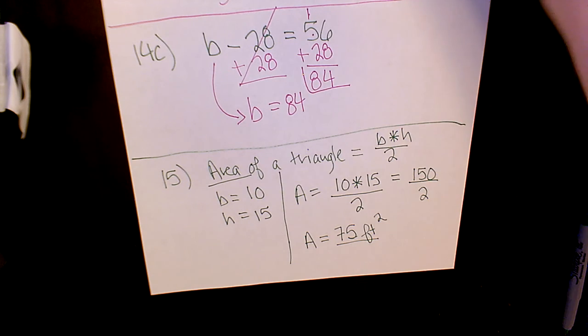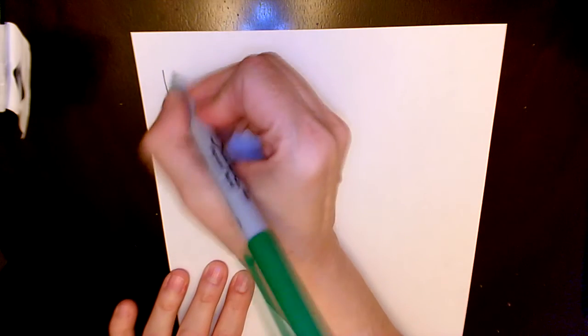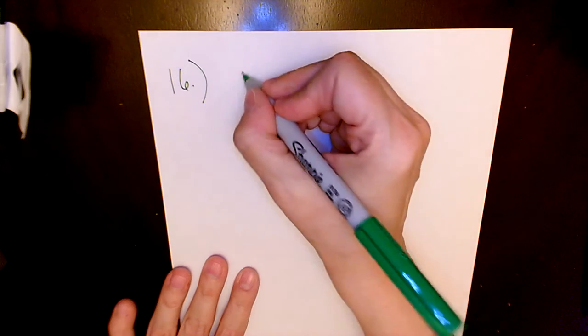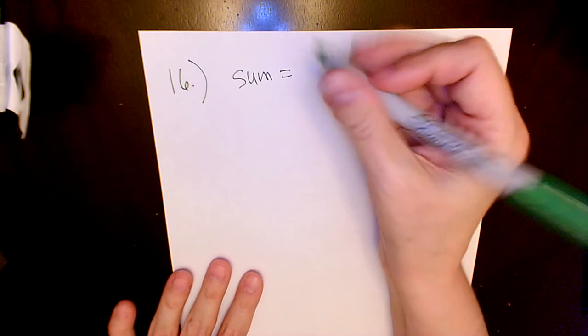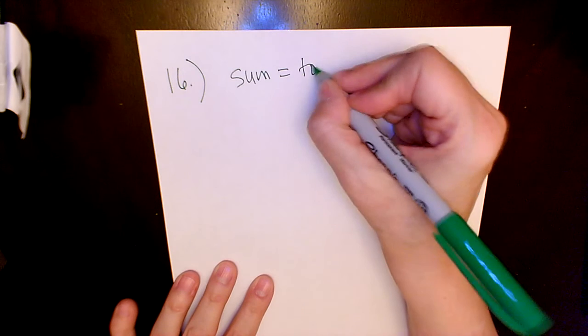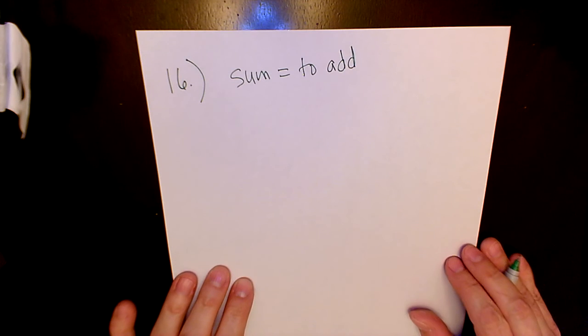Okay, so I'm going on to 16. And 16, they want me to translate. And the key word here, I have it bold, is sum. What does sum mean? Sum means to add. So I want the sum of C and 8.